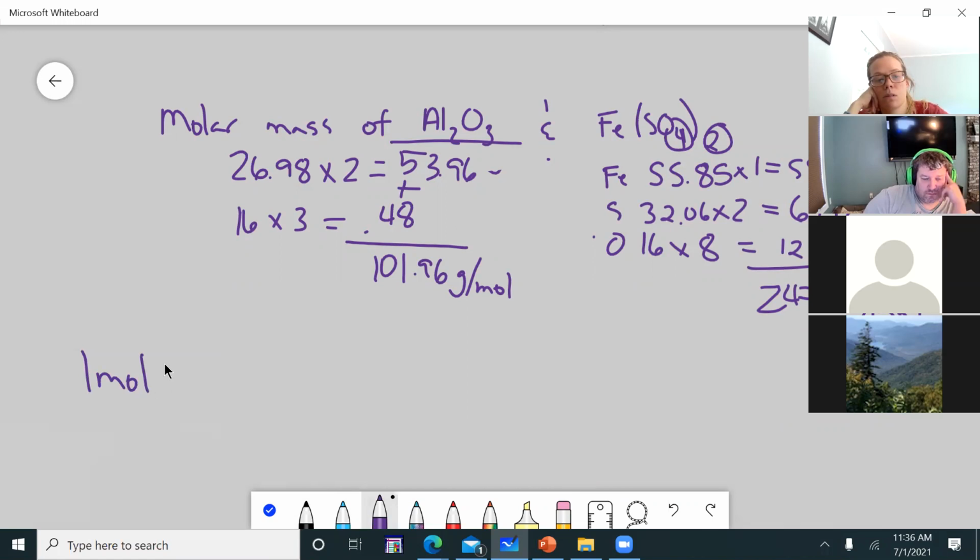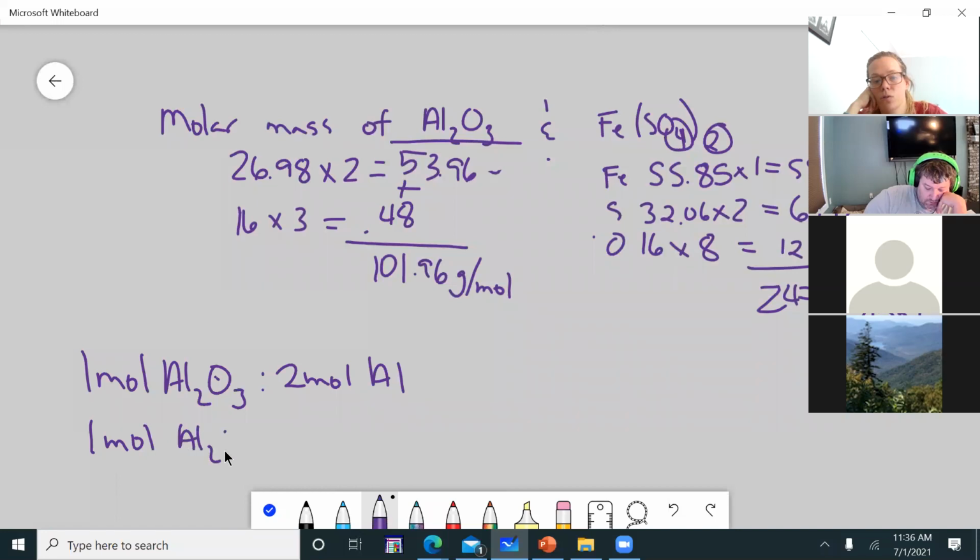One mole of Al2O3 contains or has how many moles of aluminum? Well, look at the subscript, 2. So we get 2 moles of aluminum. We also know that for every 1 mole of Al2O3, we get 3 moles of oxygen.